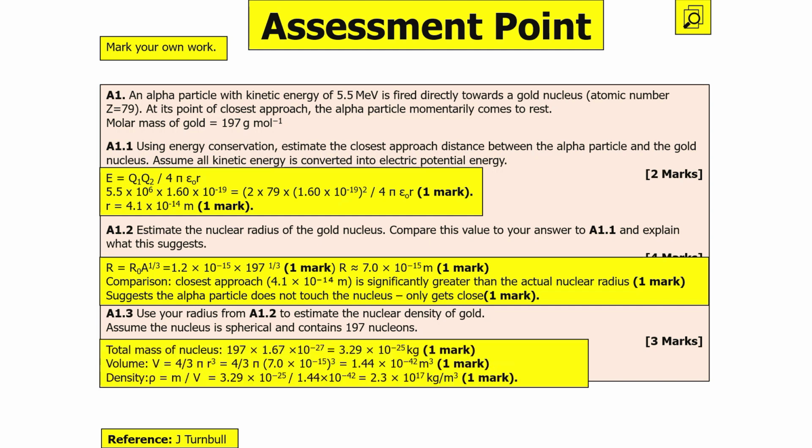Now we can work out the total mass of the nucleus by doing the total number of nucleons times the mass of one nucleon. So we get 3.29 times 10 to the minus 25 kilograms. The volume is 4 over 3 pi r cubed, as it is a sphere. So we get 1.44 times 10 to the minus 42 meters cubed. Density is mass over volume, so it becomes 2.3 times 10 to the 17 kilograms per meter cubed.